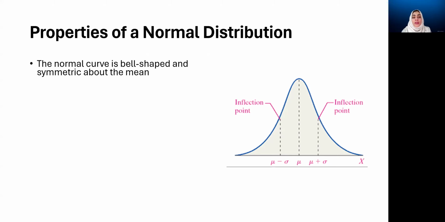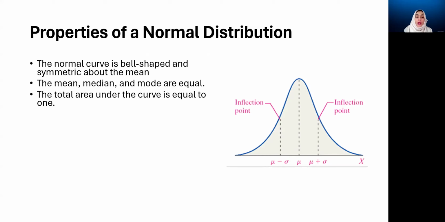The normal curve is bell-shaped and symmetric about the mean. This we have seen. Another important factor is that in this bell-shaped plot, the mean, median, and mode are equal. They coincide. So the data which is following this distribution will have the same value for the mean, the same for the median, and exactly the same for the mode.